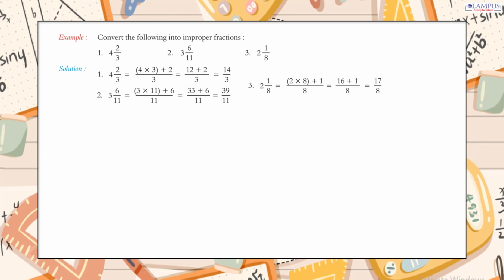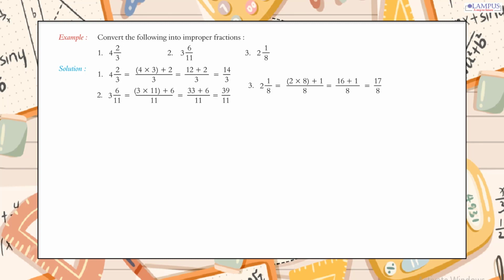2. 3 and 6 by 11 equals 3 multiplied by 11 plus 6 whole divided by 11 equals 33 plus 6 whole divided by 11 equals 39 by 11. 3. 2 and 1 by 8 equals 2 multiplied by 8 plus 1 whole divided by 8 equals 16 plus 1 whole divided by 8 equals 17 by 8.